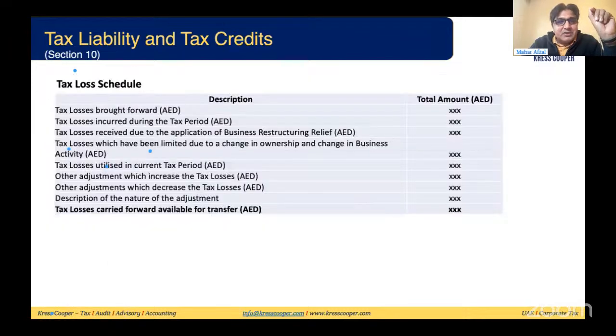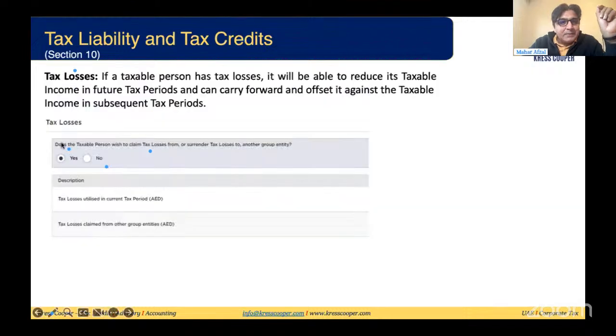All these questions are like this: does the taxable person wish to claim tax losses from, or surrender tax losses to, another taxable entity? There is a possibility that if your entity is making losses, you might surrender the taxable losses to another taxable person, because the law allows you to take the taxable losses from another taxable person and also to transfer your taxable losses to another taxable person.